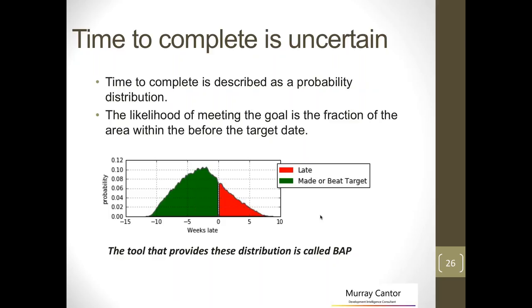We have a tool that does that, which I call BAP, for Bayesian Analytic Planner. What this tool does is you set a target date, and it looks at the probability of coming in early and the probability of coming in late. It shows you that probability distribution, which looks sort of like a normal distribution. It actually looks more like a Weibull distribution. The red area is the percentage it's going to be late, and the green area is the probability that it's going to be early.